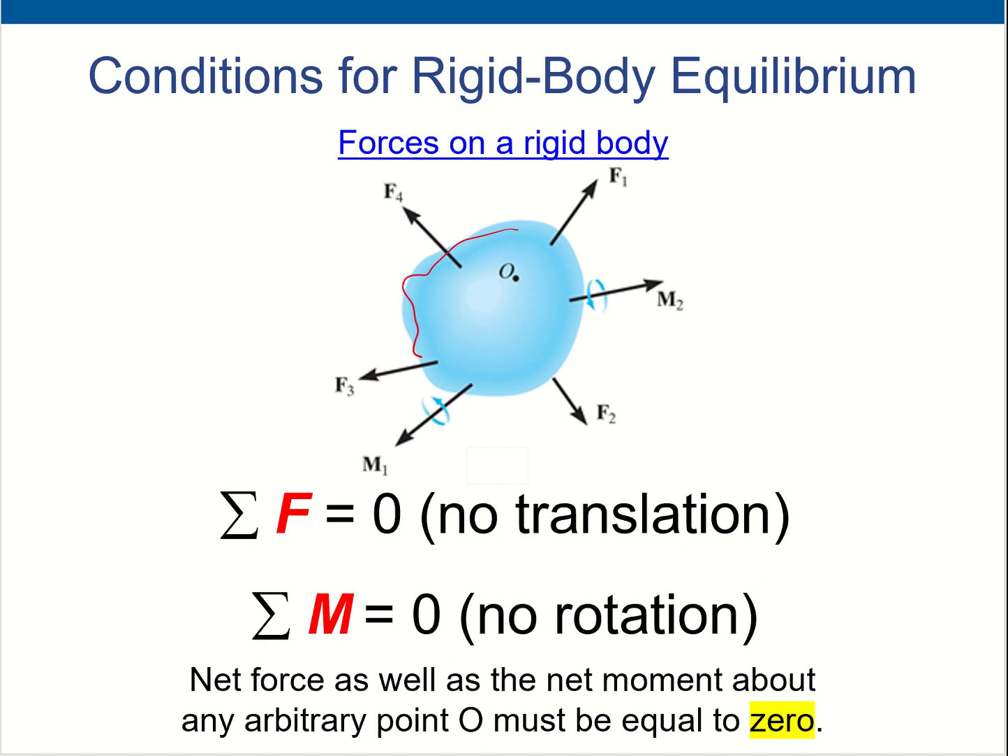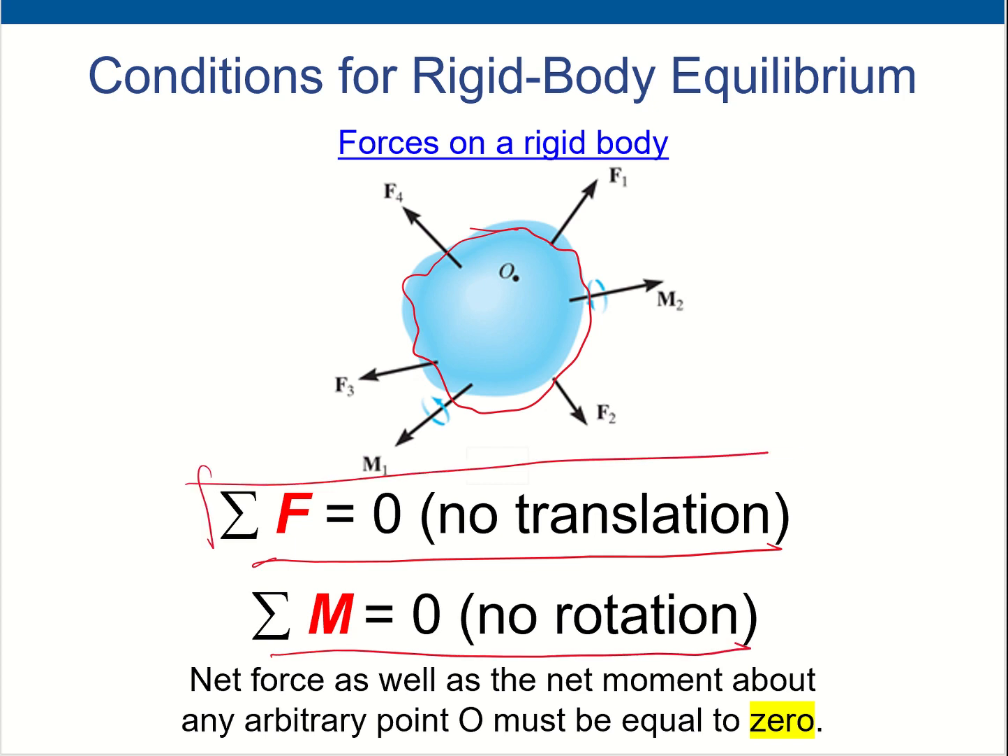Here we have a body. It's not a soft body. It's very rigid, so there is no deformation. In this case, we have to satisfy two laws. The first one is that the sum of all the forces should be equal to 0, and the sum of all the moments should be equal to 0.